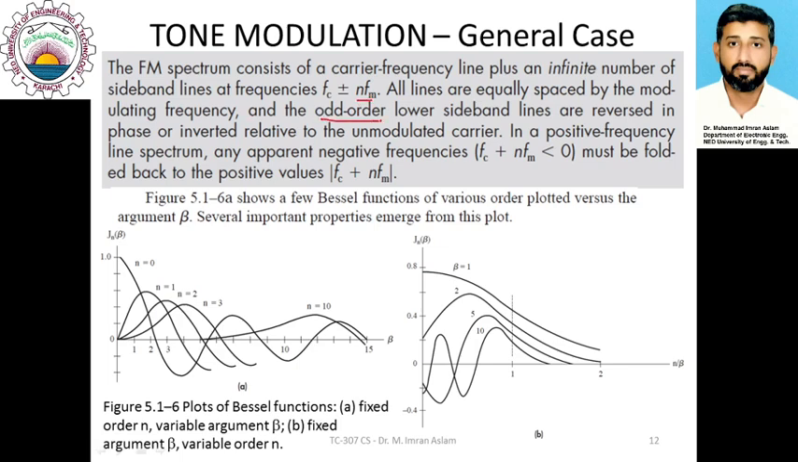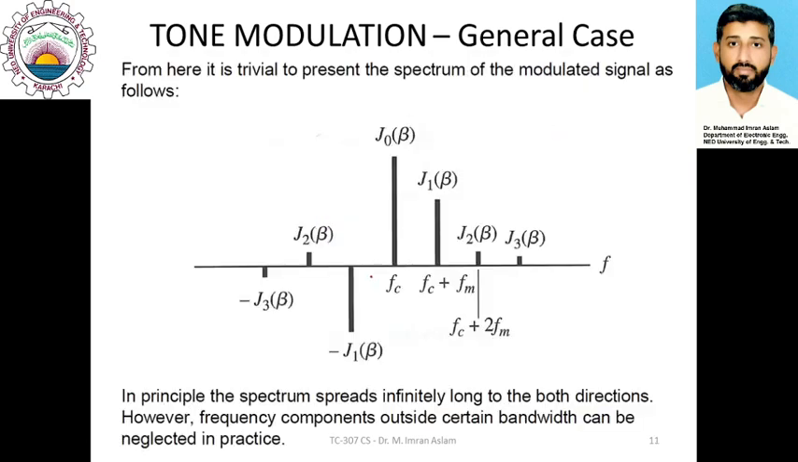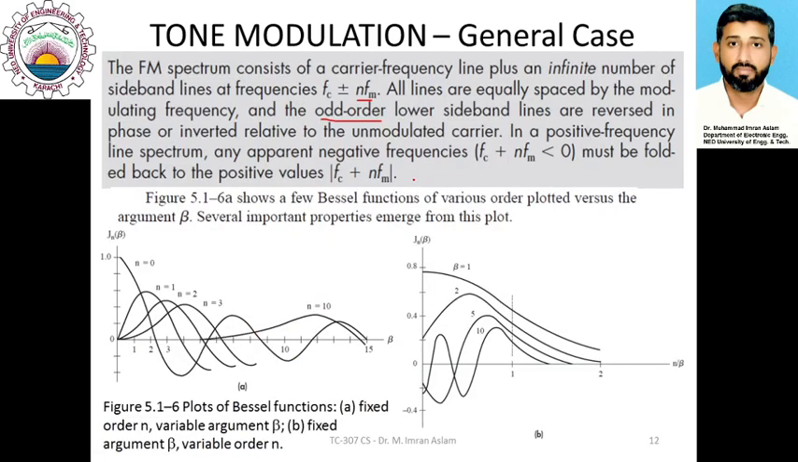And also you should note that odd order lower side bands are reversed in phase. You can see that this J1 and J3 are reversed in phase, whereas the even order spectra are not reversed. Sometimes, because we work on the positive frequency line spectrum, if the spectrum goes negative, we need to fold it back in order to get the positive values of the frequencies in the spectrum. So this is the general behavior of the modulated signal spectrum that we observe.